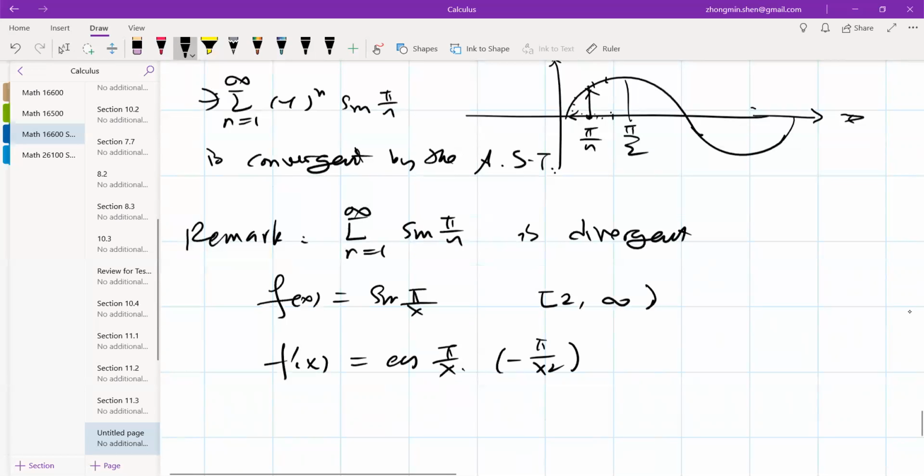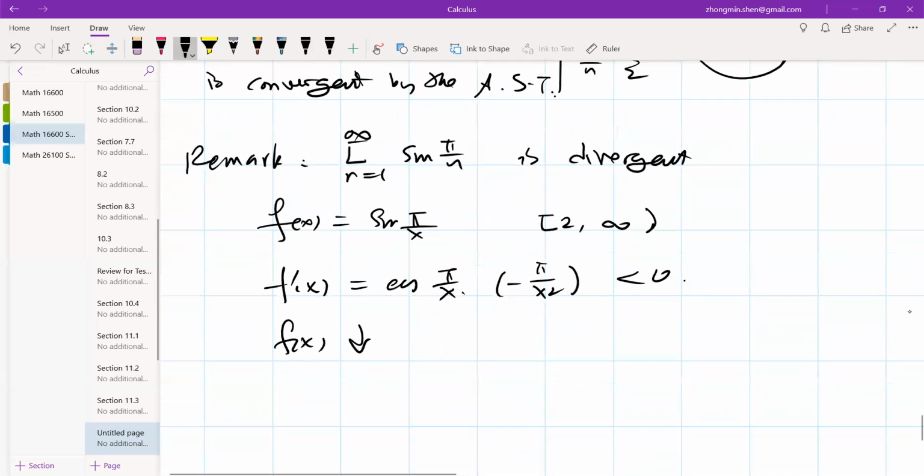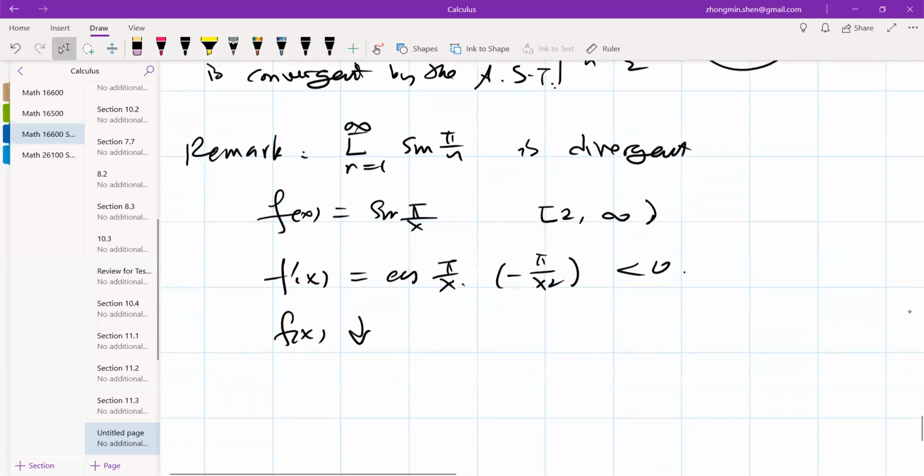Okay, and this is clearly going to be negative. So that means f of x decays. So if f of x decays, then you can apply the integral test right here. So you have to evaluate this integral.